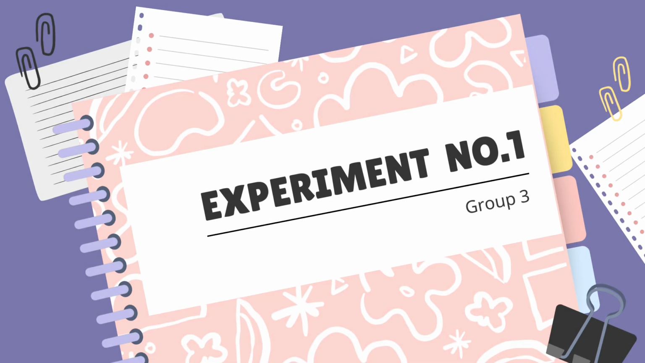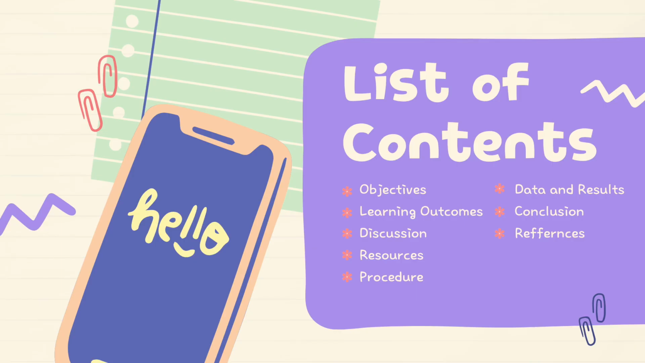Today, we're starting off with experiment 1, which is entitled Familiarization of Fluids and Hydraulics Equipment. It's all about getting familiar with the different types of hydraulic equipment. Now, here is our list of contents, which are objectives, learning outcomes, discussion, resources, procedure, data and results, conclusion, and lastly, the references.